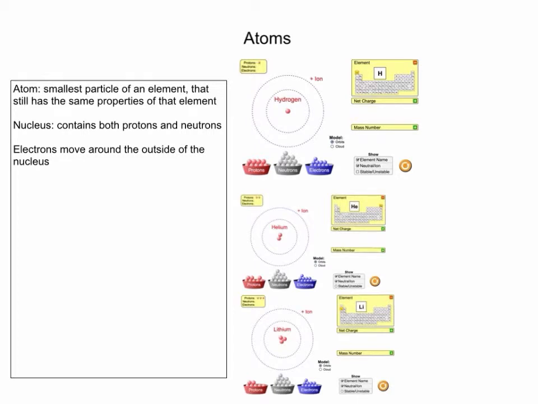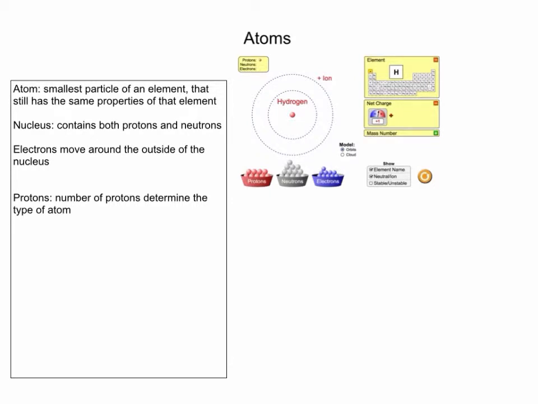Well, it tells us that the number of protons determines the type of atom that we have. So the number of protons determines the type of atom. So all hydrogen atoms have one proton. All helium atoms have two protons. All lithium atoms have three protons. All carbon atoms have 6 protons.